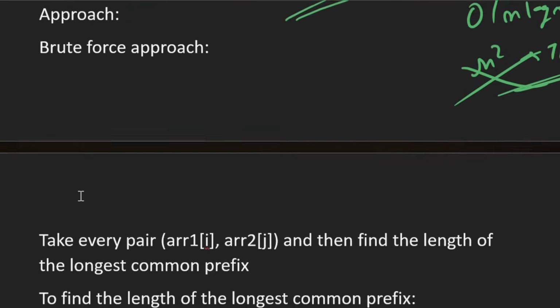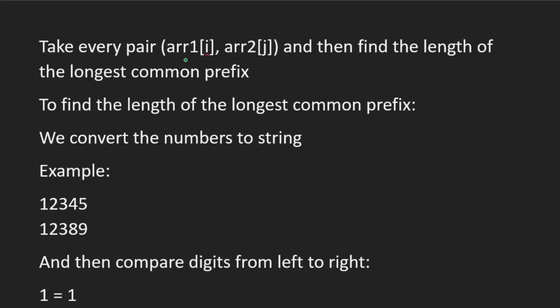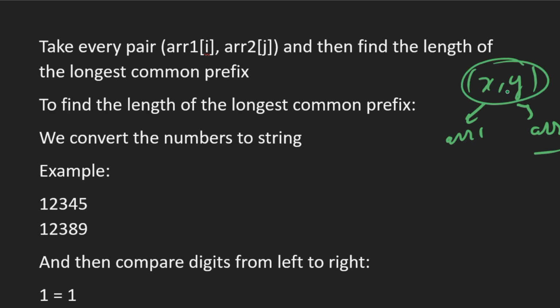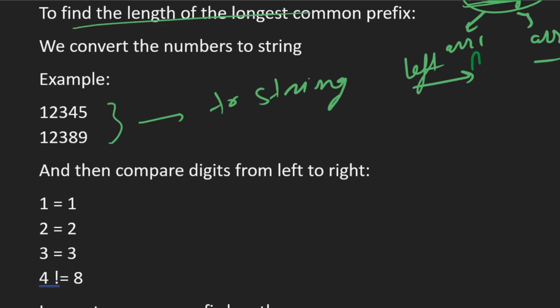So let's first understand the brute force approach. In the brute force approach, what we'll do is take every pair of numbers x, y, where x is from array1 and y is from array2, and then we'll find the length of the longest common prefix between the numbers x and y. Now how we will find the length of the longest common prefix, that we'll see. So suppose we have taken these two numbers. First of all, we'll convert these numbers to strings so that we can iterate over them from left to right.